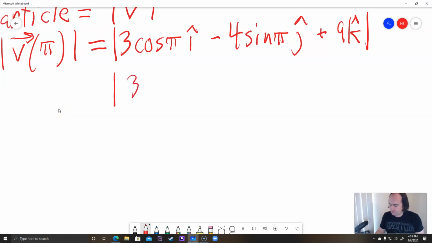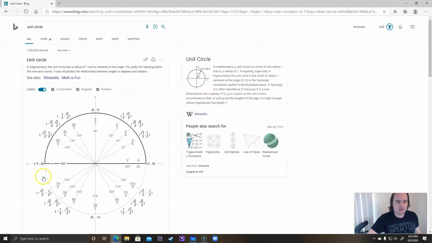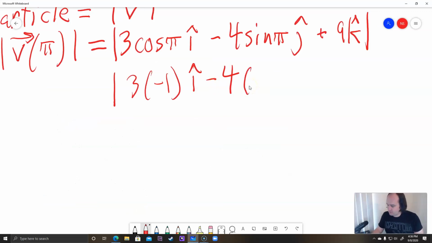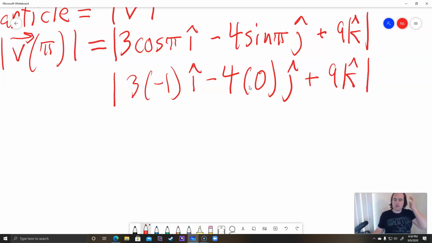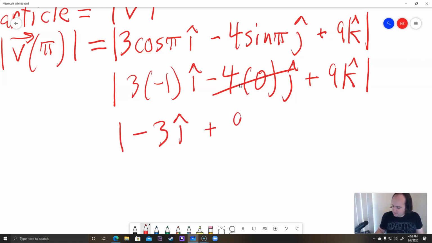So we have the length of 3 times negative 1 times i minus 4 times sine of pi. Again, either remembering it or looking at the unit circle, that's the y-coordinate. Sine of pi is 0. So plugging in, we have negative 4 times 0 times j plus 9k. When we simplify, the middle component is just 0, so we don't even need to write it. The first component is negative 3. So we really just have negative 3i plus 9k.